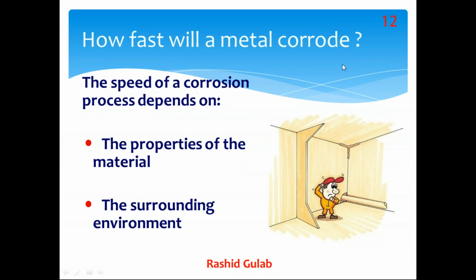How fast will a metal corrode? Now the question is, the speed of a corrosion process depends on what? It depends on the properties of the material, how strong the material is, how much it can bear this corrosion process, and the surrounding environment is very important. Means when we are working outside, we are checking the surroundings, what kind of climate is there, humid area or desert area. These are the things we consider to find out the speed of the corrosion.